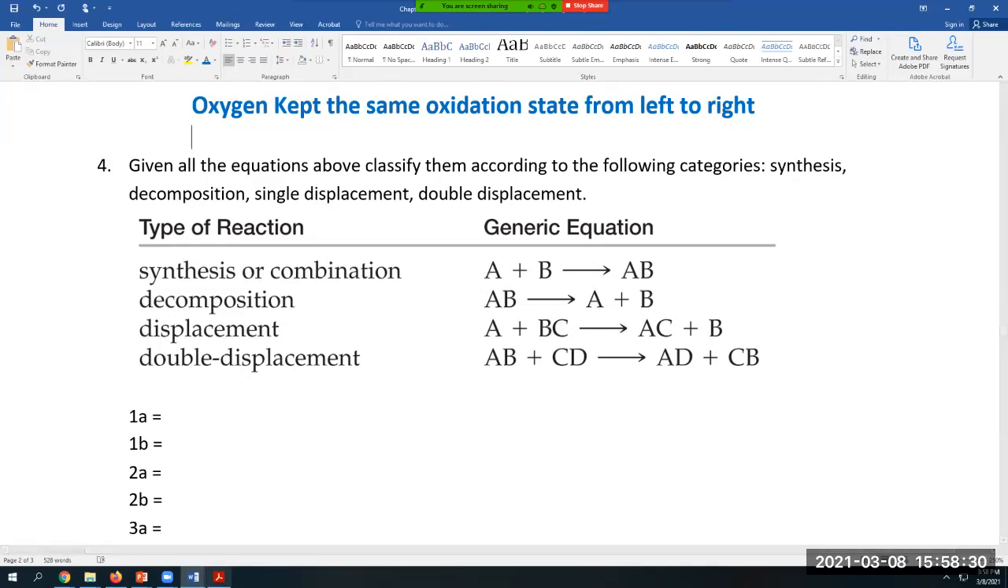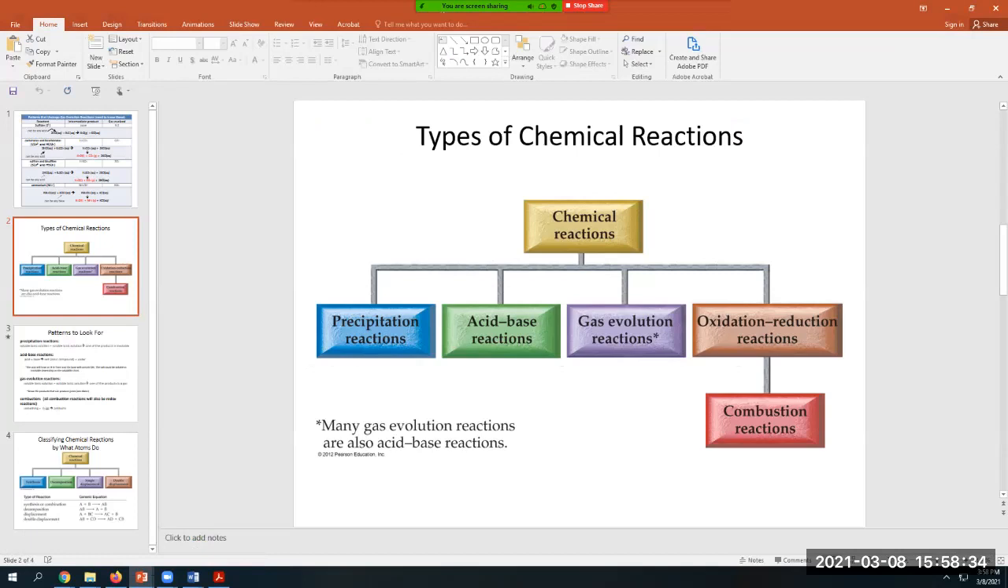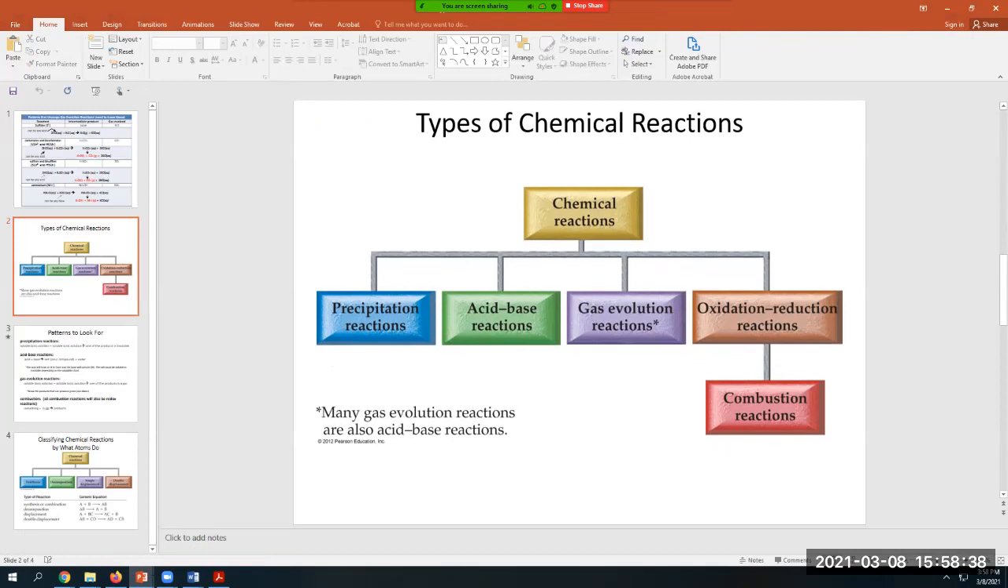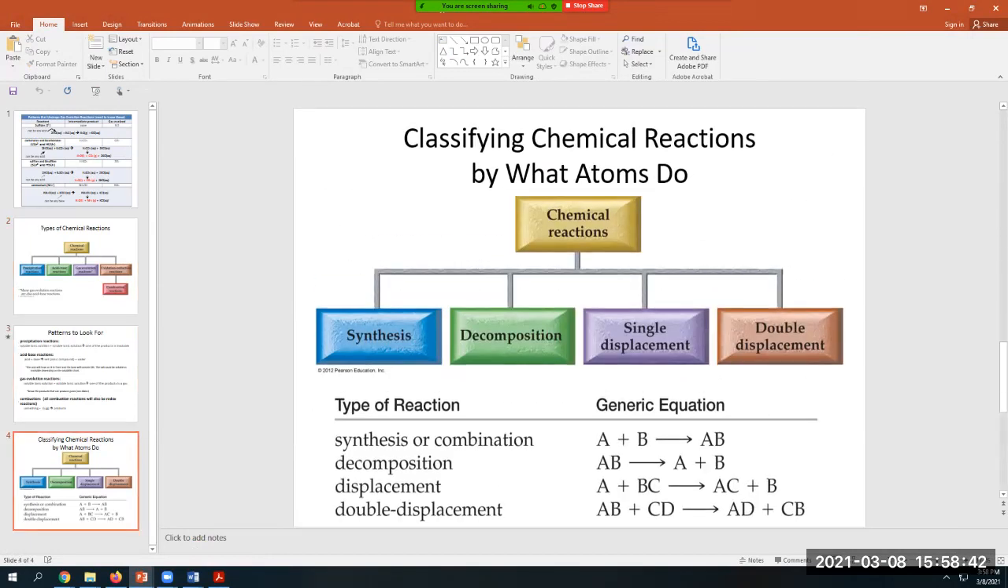This is available in this document I made available in Canvas for you, and that shows how to classify reactions according to what atoms do. That's the last slide here, right? So the synthesis, decomposition, single displacement, double displacement.